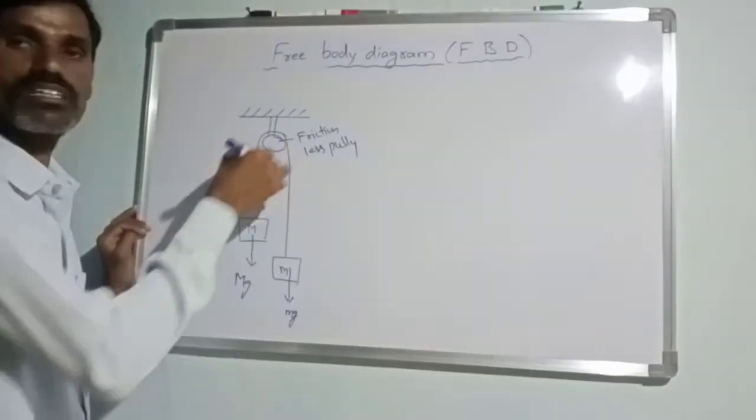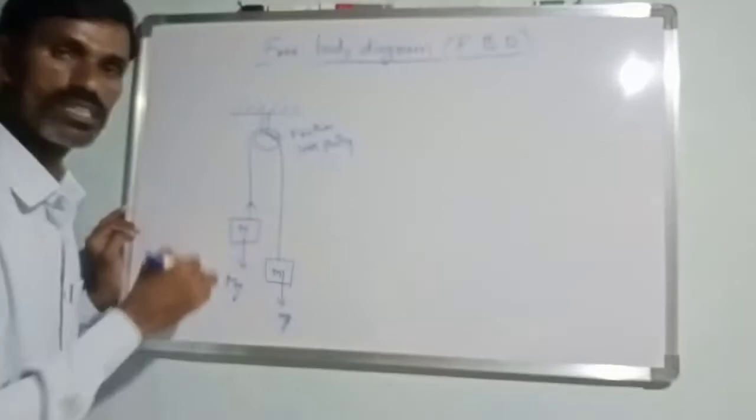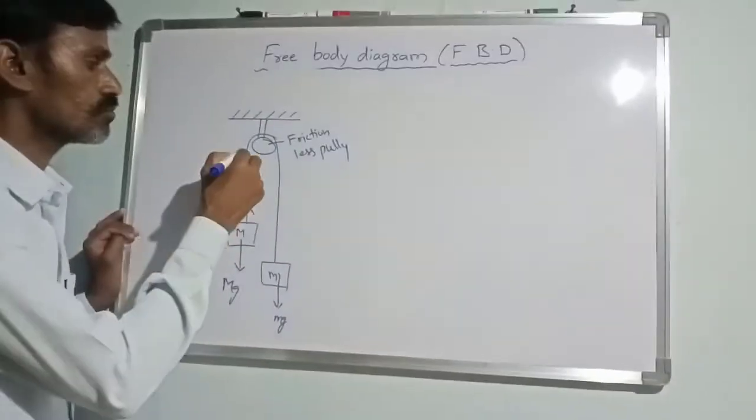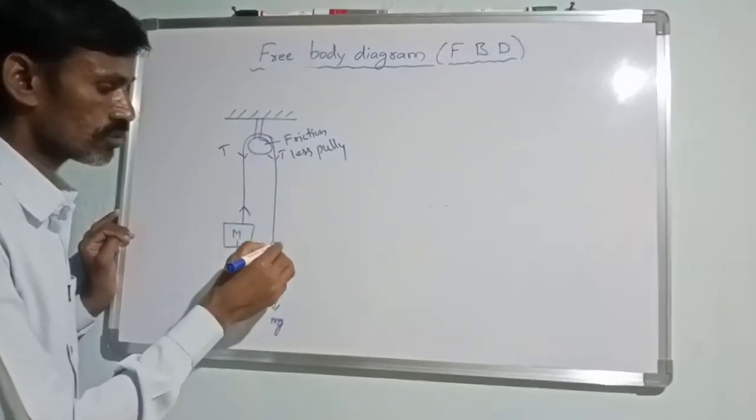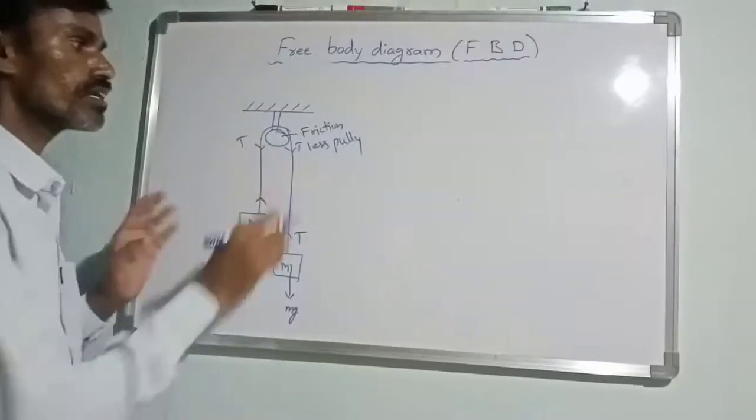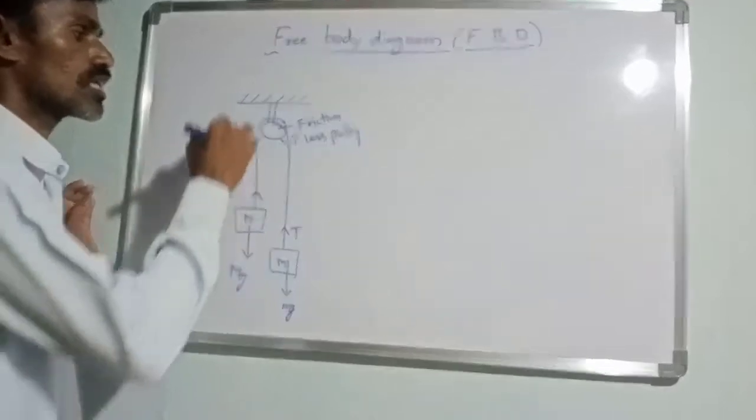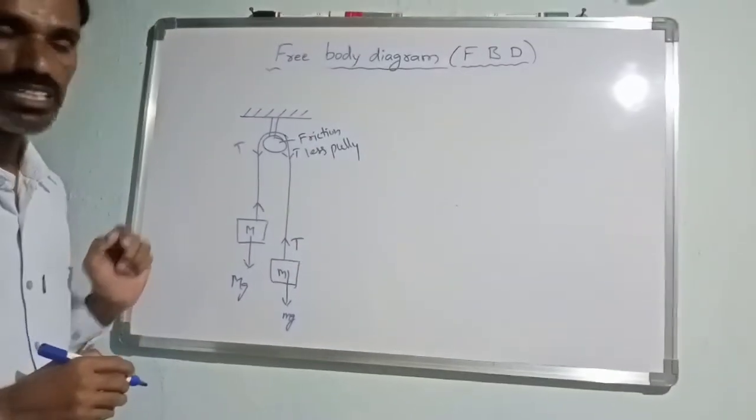So this is a frictionless pulley. That's why throughout the string the tension is the same. So that's why here the tension is T. So here also the tension is T. So here, the frictionless pulley, that's why the tension throughout the string is the same.